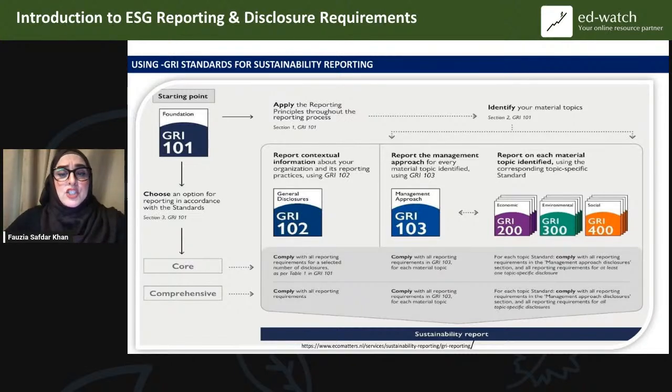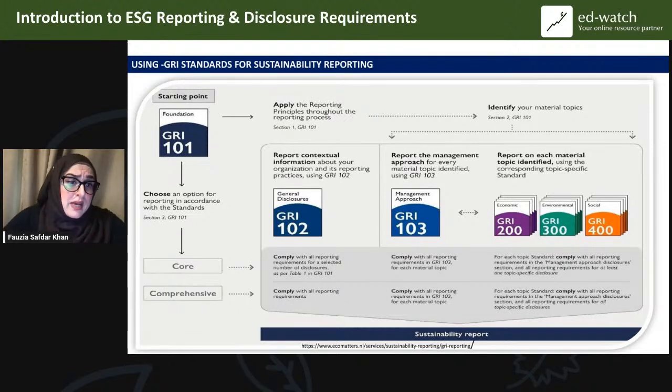Then is general disclosure. General disclosure is all about the organization: what your organization is, what they are producing, how they are producing, where they are, how many employees. So the maximum information about the organization is under these general disclosures.